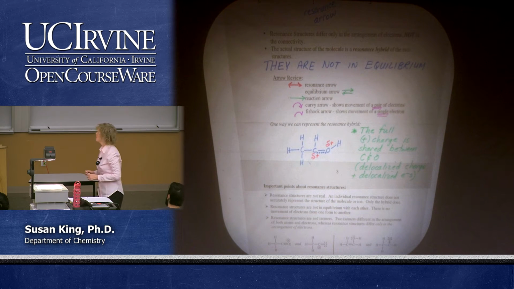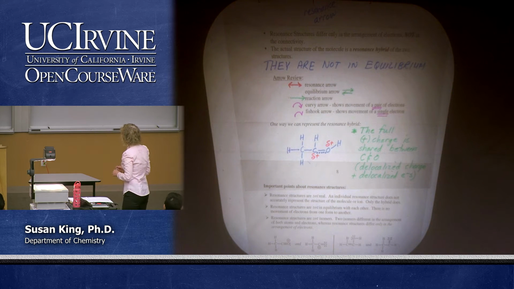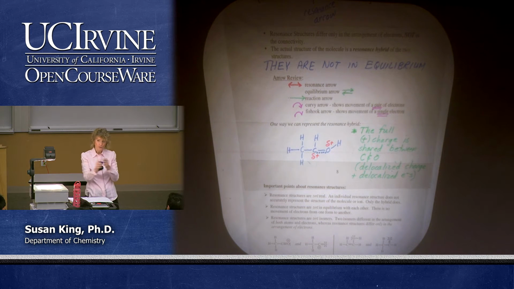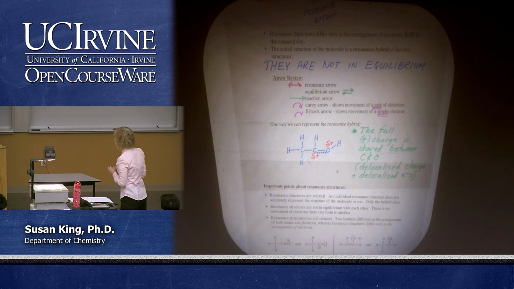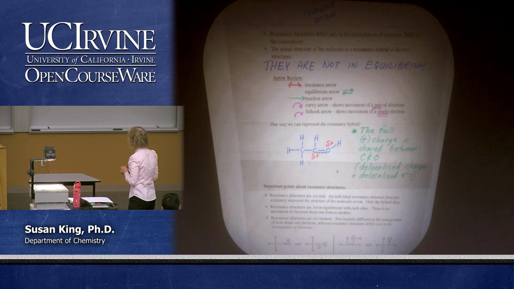All right, important points about resonance structures. Resonance structures are not real. We don't have two completely different compounds that are going back and forth. If we did that, we would use equilibrium arrows. And we're not using equilibrium arrows, we're using resonance arrows. An individual resonance structure does not accurately represent the structure of the molecular ion, only the hybrid does. Resonance structures are not in equilibrium with each other, as we mentioned.